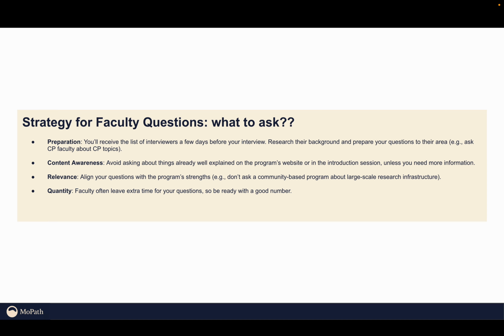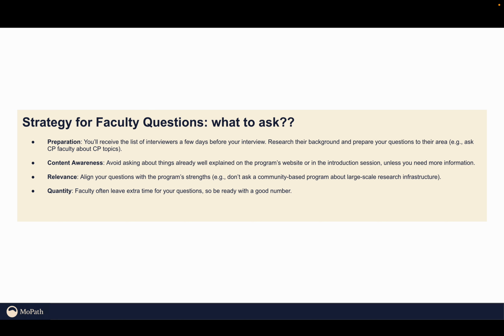I also believe you should try to avoid asking about things that they already talk about very well on their website or in the introduction, unless you need more information about that. Always try to show them that, okay, I read that in your website, but I want to ask for more information about this idea. So you can show them that you did some research and you are really interested in the program.